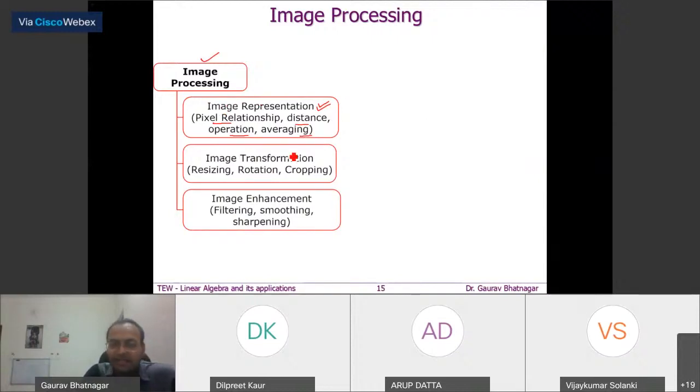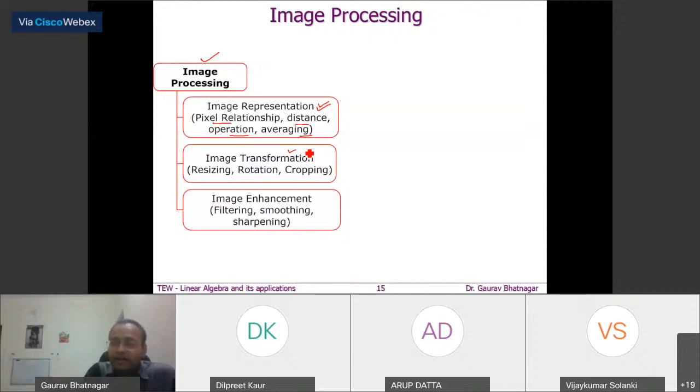The next thing is image transformation. Nowadays the smartphone market is very cheap. You can get a very good specification smartphone for a very, very small amount, and everyone has a smartphone, which can be used for taking pictures or selfies. These pictures and selfies are nothing but images.